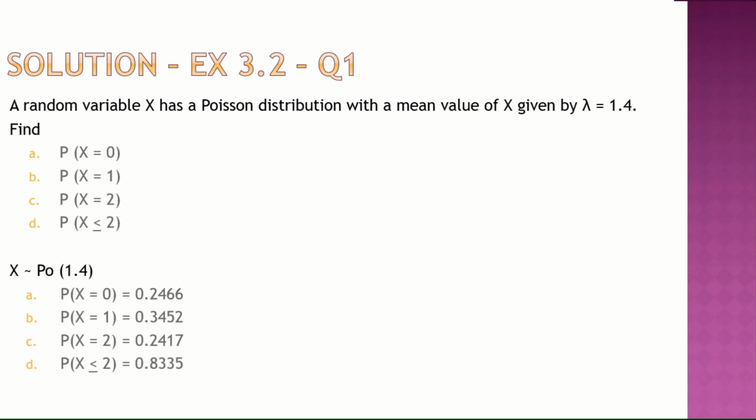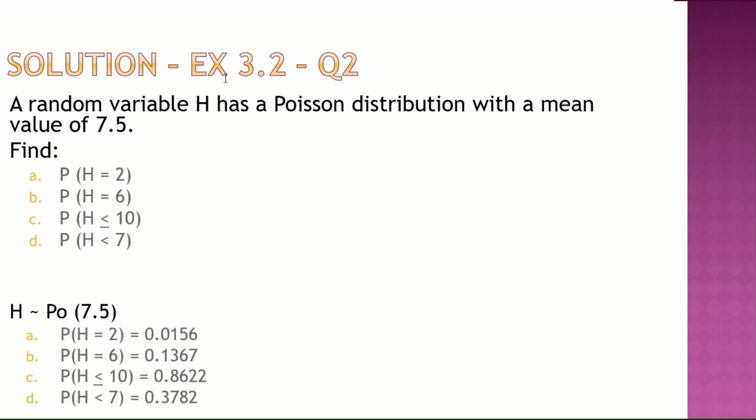Okay, next one. Question 2, same thing, no event given to you, just define your distribution and you put it down, so that shouldn't be a problem. Now if I'm saying H is less or equals to 10, it means it's from 0 to 10, so you need to add 0 to 10, there is no other shortcut to that. Okay, H is lesser than 7, so it's 0 to 6.